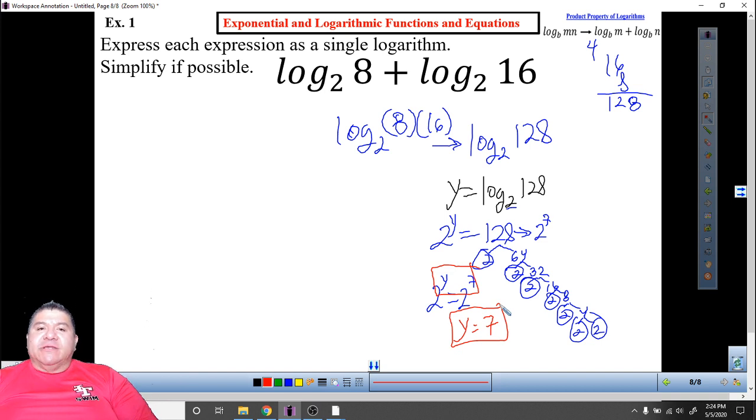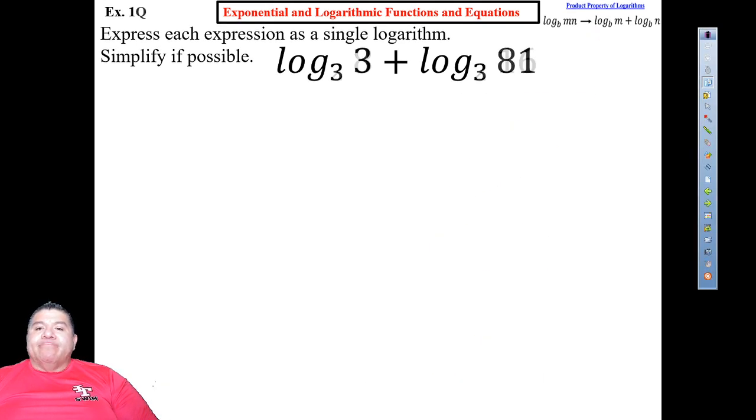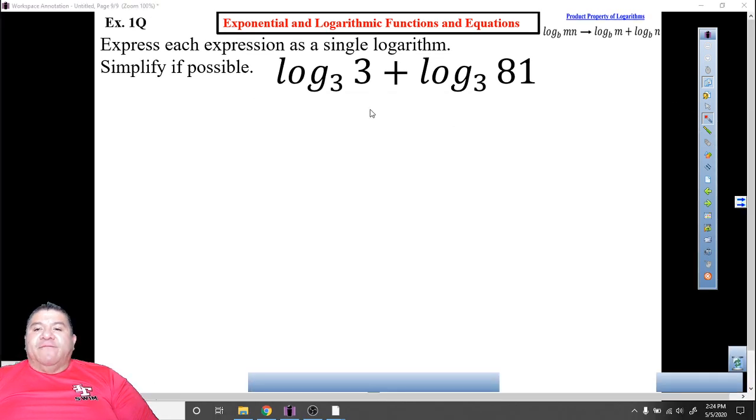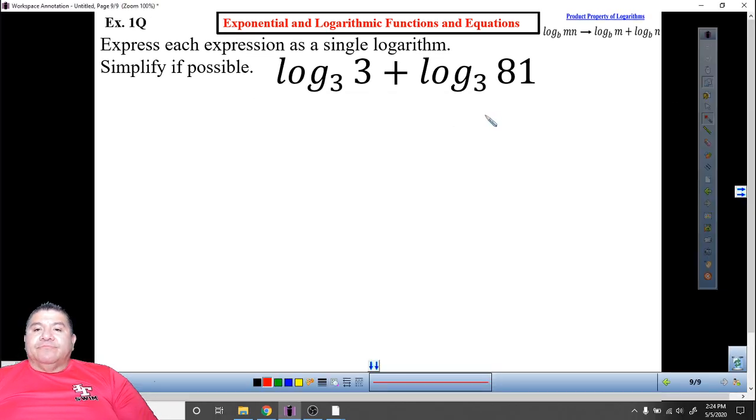All right, let's do one together. Example 1Q. Once you unpause it, here we go. Example 1Q. And it reads again, express each expression as a single logarithm. Simplify if possible. So it says log base 3 of 3 plus log base 3 of 81. So since it's addition, what is it implying? That it's our product property of logarithms.